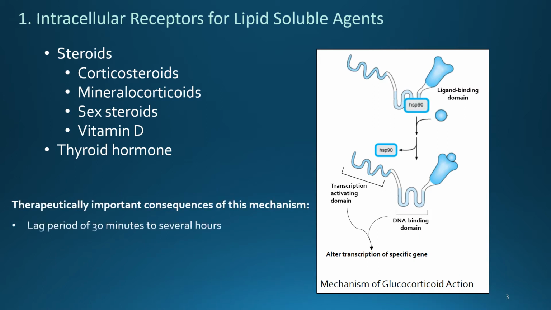This mechanism of signaling has two therapeutically important consequences. First, all of these hormones produce their effect after a characteristic lag period of 30 minutes to several hours, for the synthesis of new proteins. And second, the effect of these agents can persist for hours or days after the agonist concentration has been reduced to zero.